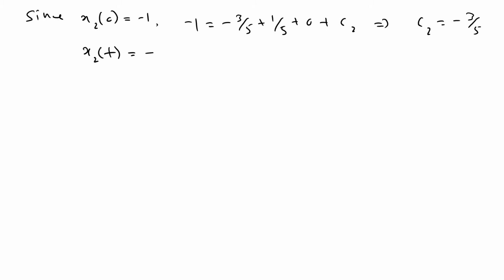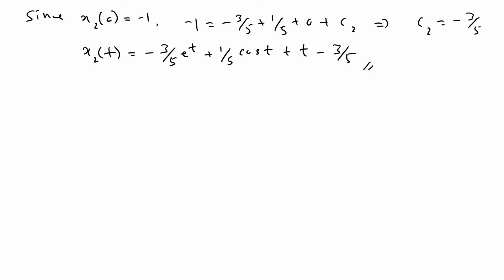So you're going to get negative 3/5 e to the t plus 1/5 cosine t plus t plus c2. C2 we know now. So it is negative 3/5. So that's the x2 function.